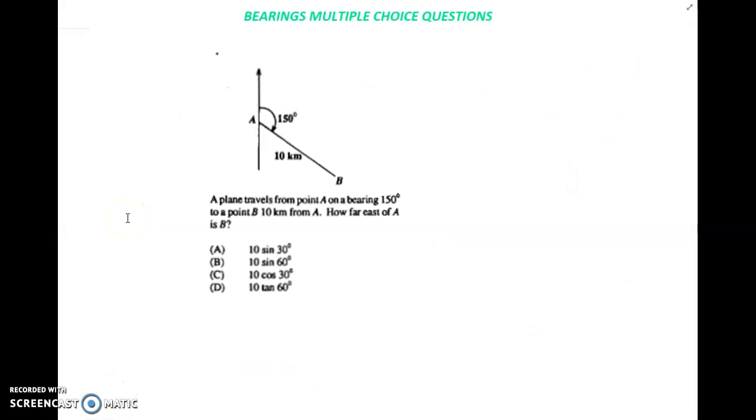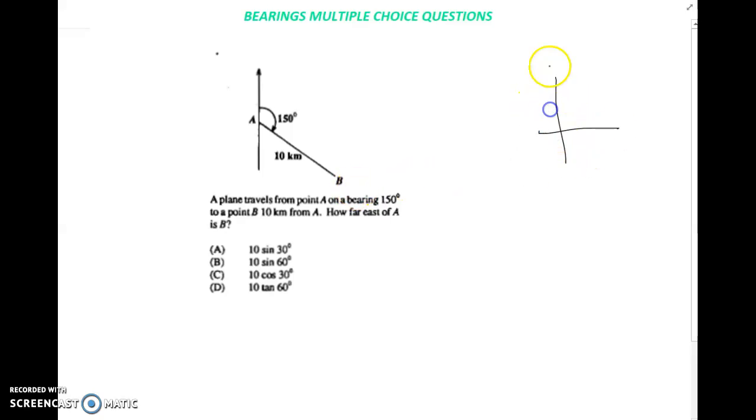Now this question has a little bit of the tricks that we were doing before in the previous videos tied into it, right? So let's look at it. A plane travels from point A on a bearing of 150 degrees. So you see in point A here, a bearing of 150 degrees, right? And to point B, 10 kilometers from A. So AB is 10 kilometers. How far east of A is B? So think about it. How far east of A is B?